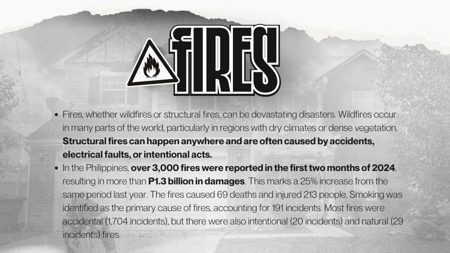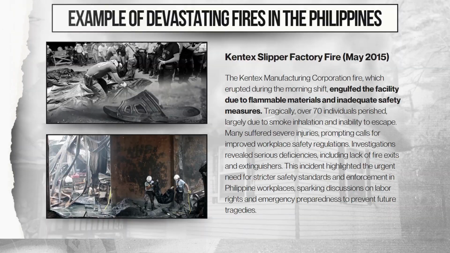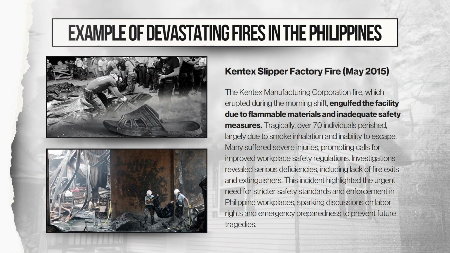Structural fires can happen anywhere and are often caused by accidents, electrical faults, or intentional acts. In the Philippines, over 3,000 fires were reported in the first 2 months of 2024, resulting in more than 1.3 billion pesos in damages. This also marks a 25% increase from the same period last year. Here are examples of a devastating fire in the Philippines.